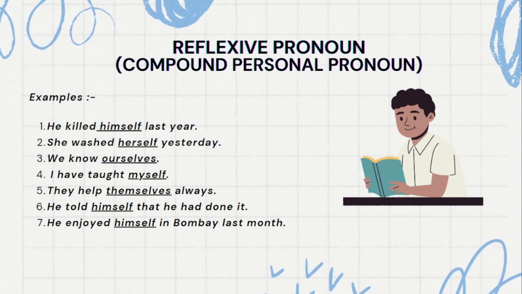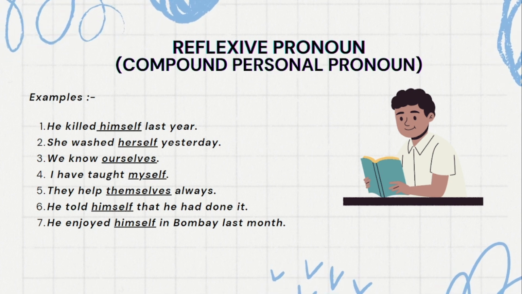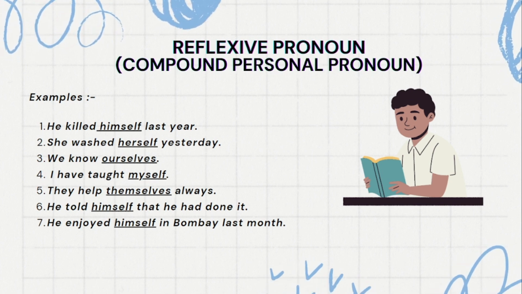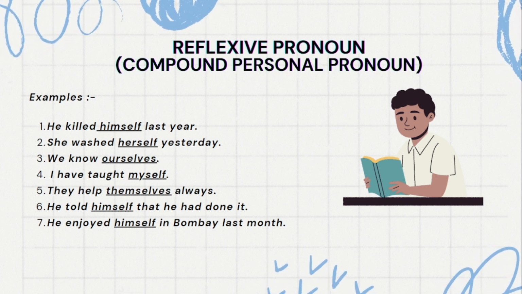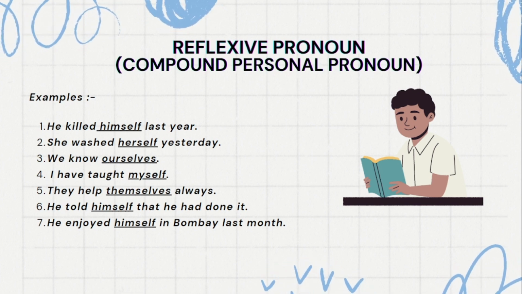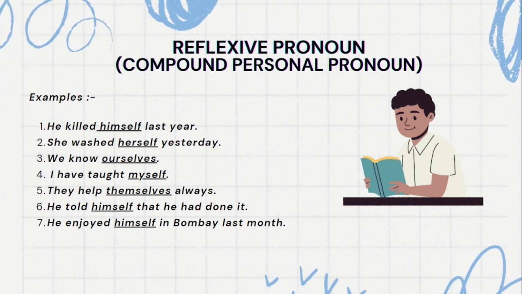So finally, what can we understand? Reflexive pronouns are written after the main verb in the place of the object only.